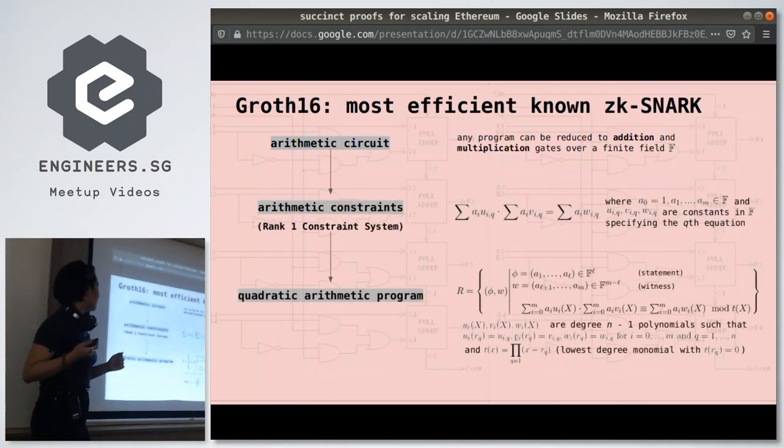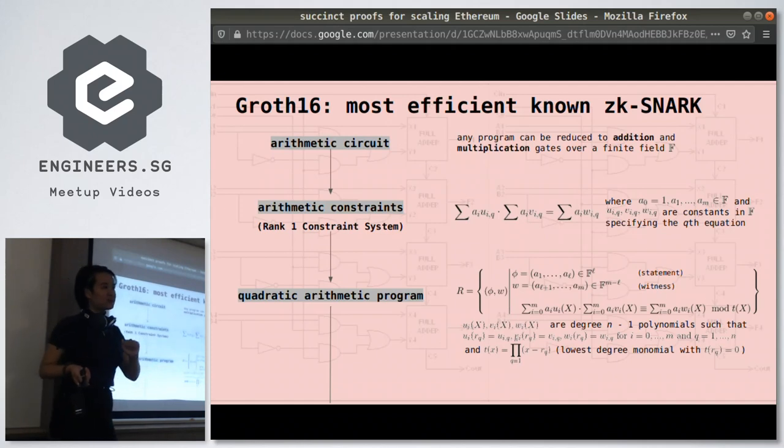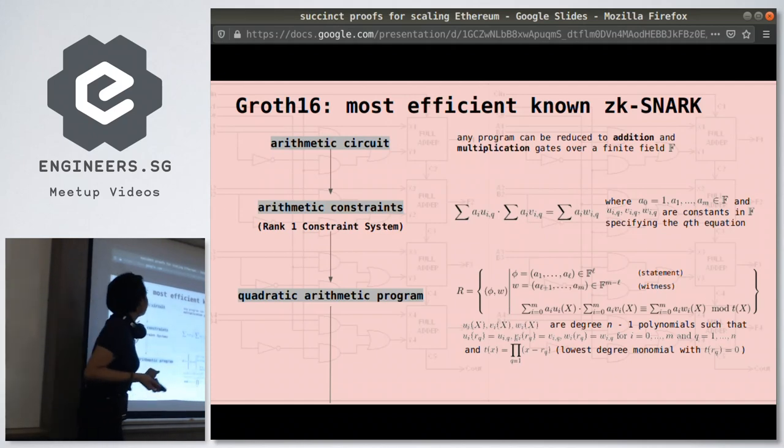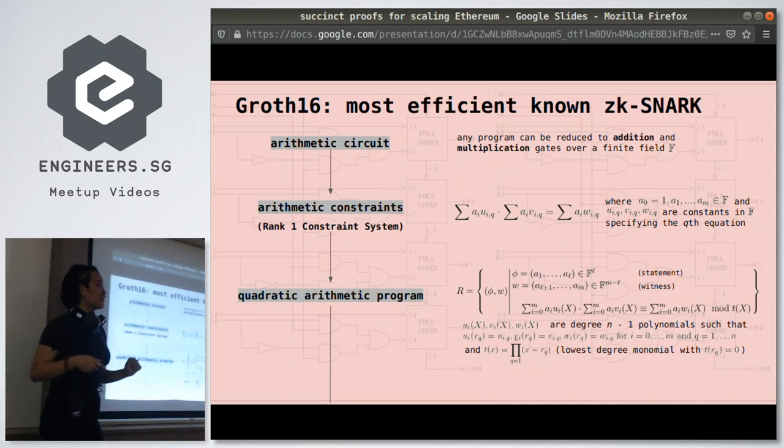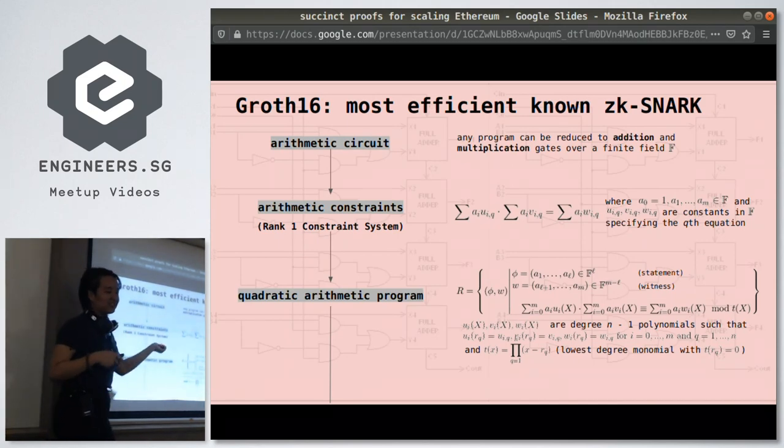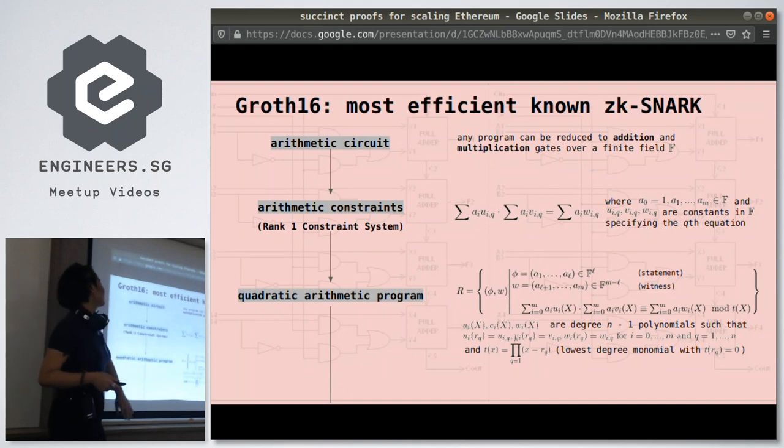I have a couple of slides that actually walk through Groth16, and it's very mathematical. I don't think I will go through them today because I gave this talk a few months ago, and I think this is the part where I lost everyone. I recommend you read this on your own.